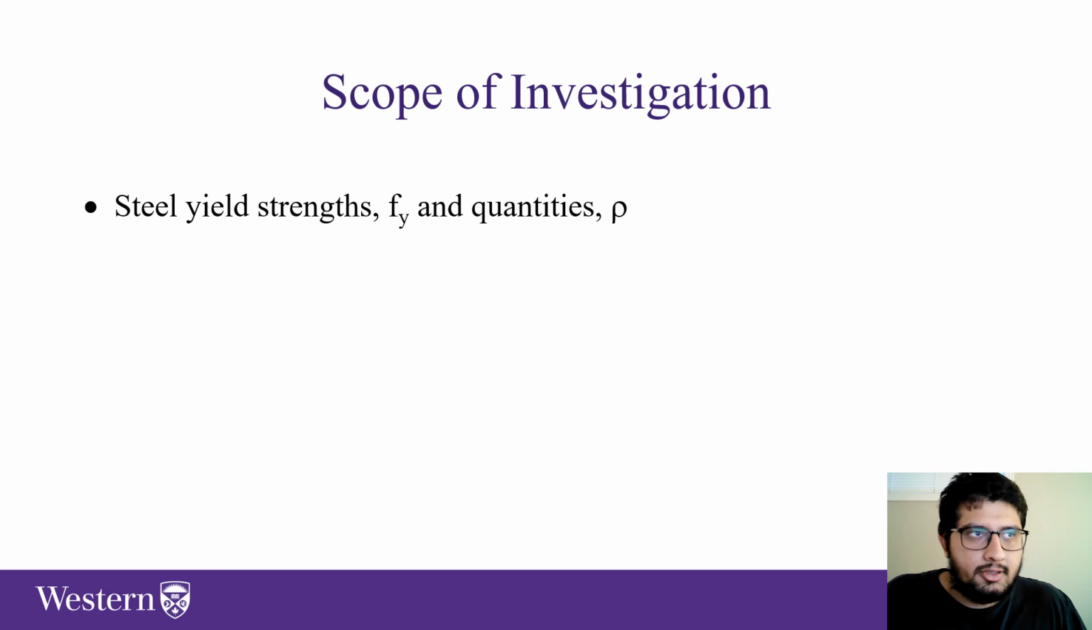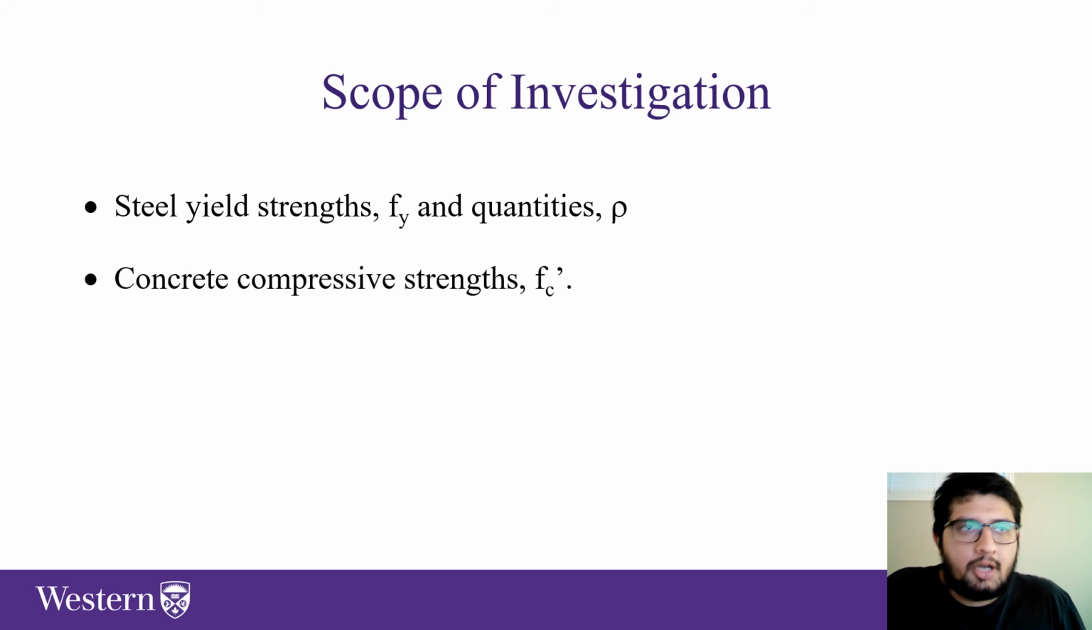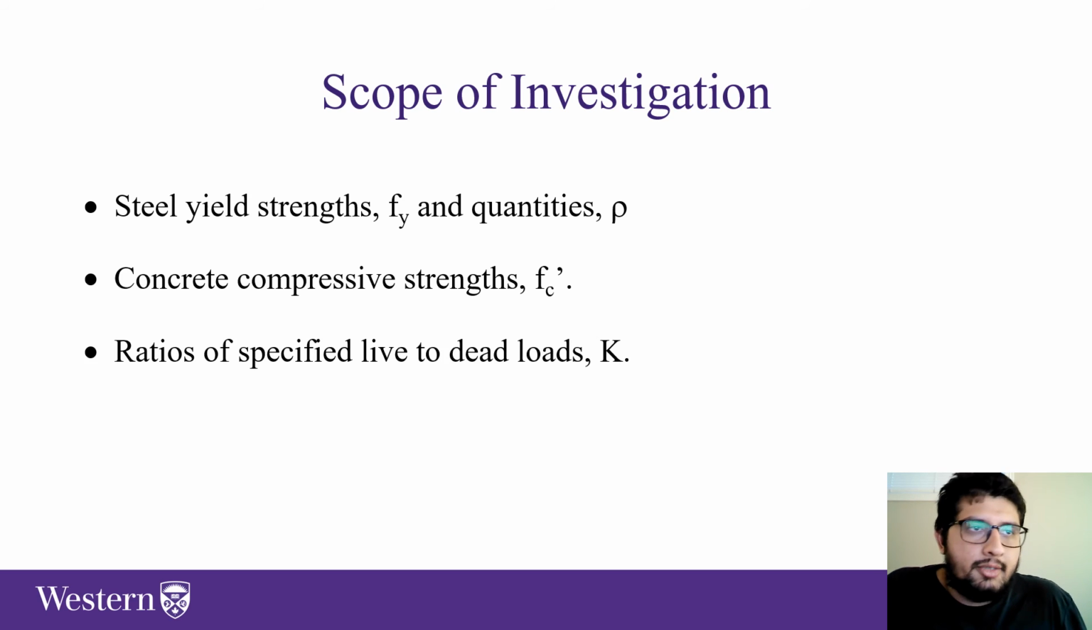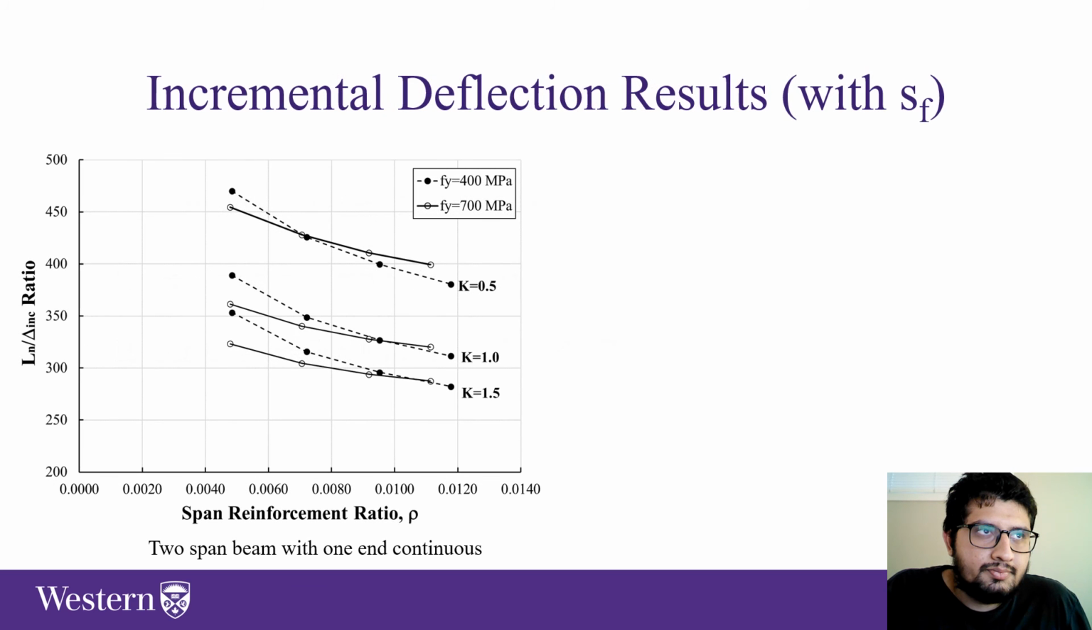The variables in the analysis are the steel yield strengths and the quantities, as well as the concrete compressive stresses and the ratios of specified live to dead loads. This figure is showing the variation in effective length to incremental deflection ratios on the vertical axis in two-span beams that have one end continuous, so live load is being applied on one span.